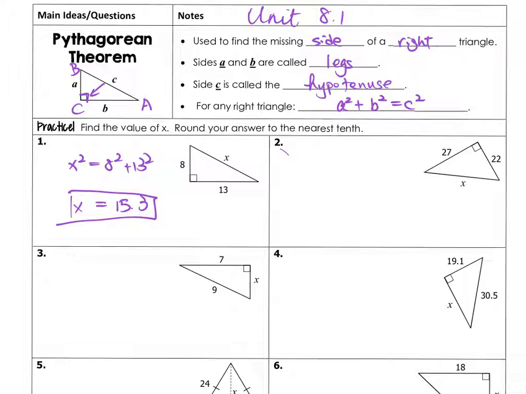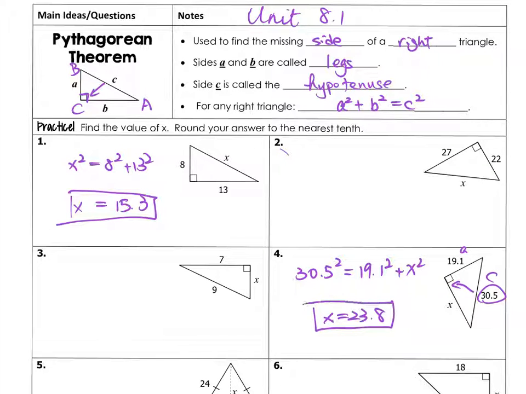Okay. Let's do example 4. In this case, what's given is the C side and one of the legs, if we call this A. So C is 30.5, we need to square this, and then we use 19.1 squared as one side, and we call this side X, the second leg. So you do your algebraic manipulation, you should come up with 23.8.